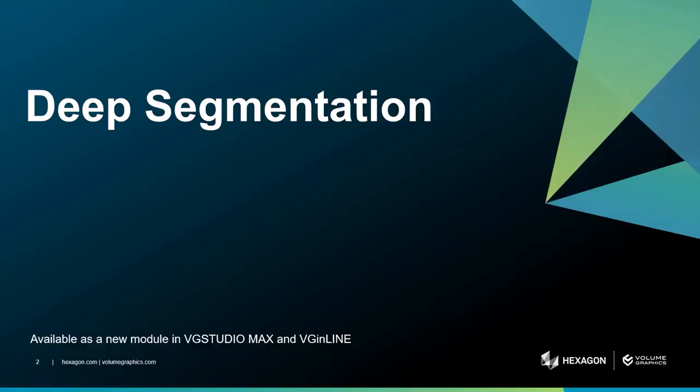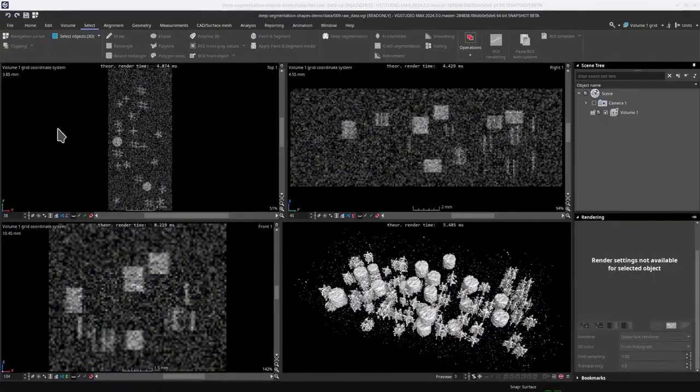Deep segmentation is a new module that brings artificial intelligence techniques to the VGSTUDIO MAX ecosystem. The first application we are releasing is a segmentation tool allowing an automatic segmentation of data into one or multiple ROIs. The following toy example will demonstrate the function of the module by segmenting various shapes present in the volume.